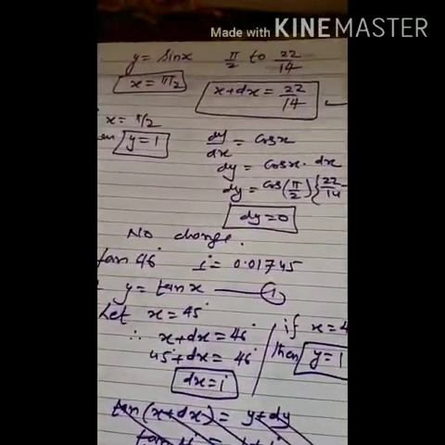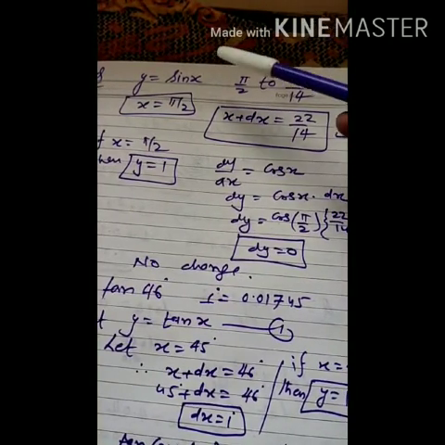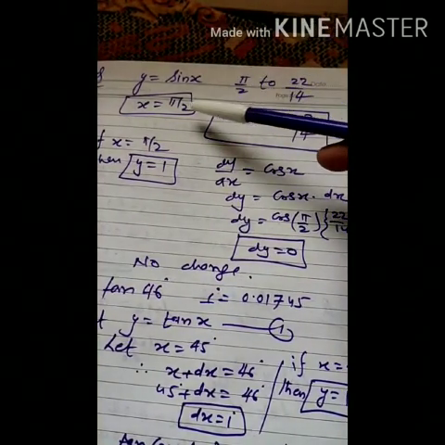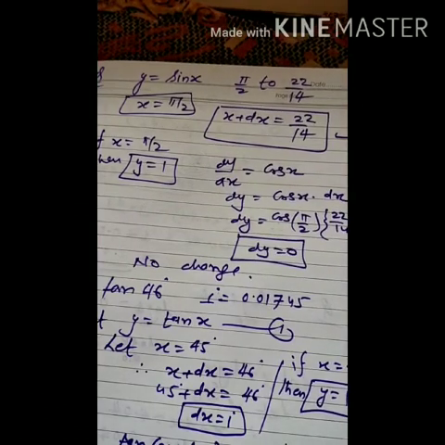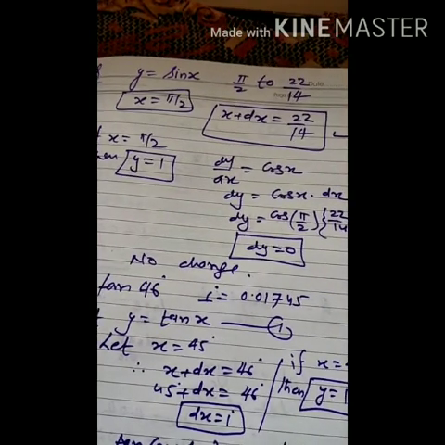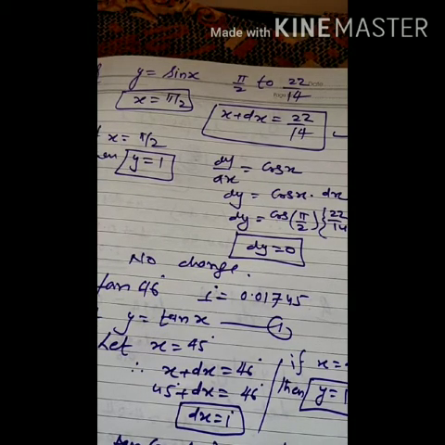Now the next question is this much. y equals sin x. Okay, x is pi by 2 and x plus dx is 22 by 14 in this. So put x equal to pi by 2. You will get y equals sin pi by 2, and we know that sin pi by 2 is 1. So the value of y is 1.